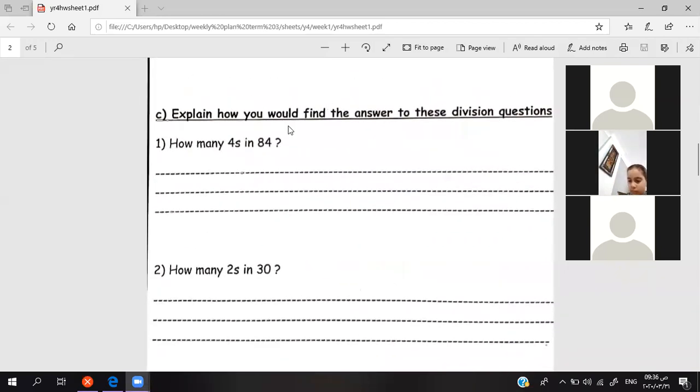Now we're saying, explain how do you find the answer of these division questions. How many fourths in 84? What does this mean? He wants me to divide the 84 into groups of 4, which means 84 divided by 4. I don't have a division sign, so I'll just write divided. Okay, it's the same. I can answer it in the way that we did in the last question.